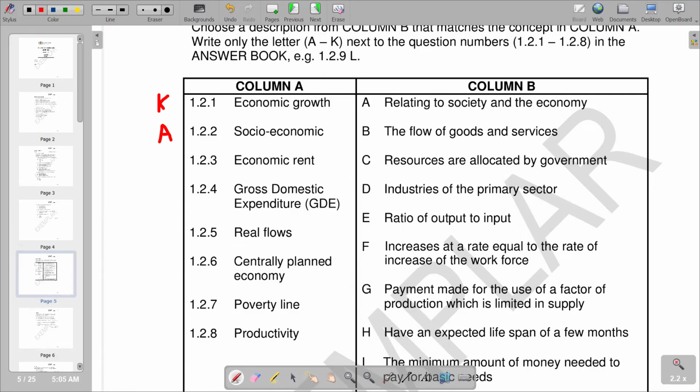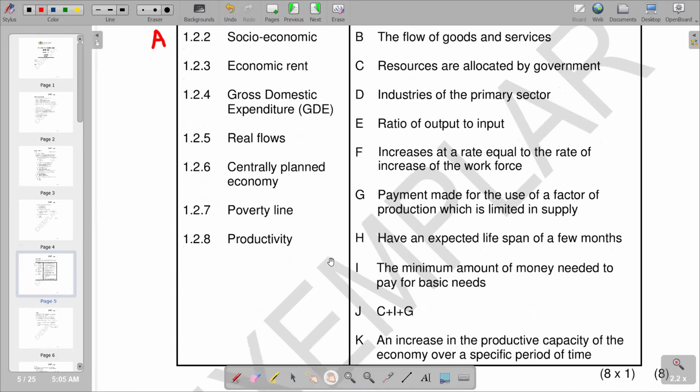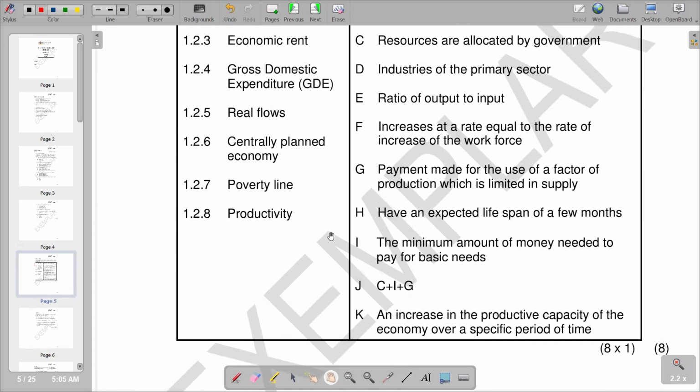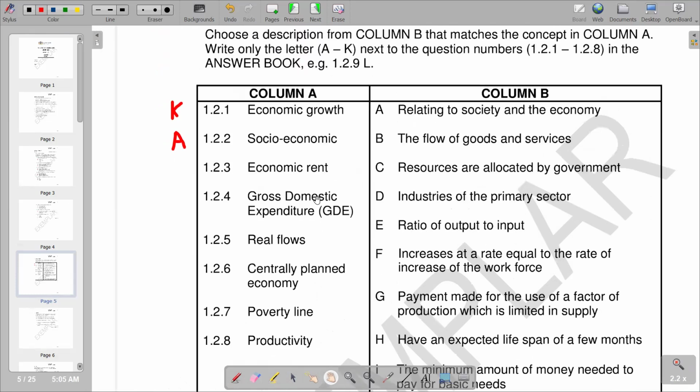Moving on to 1.2.3, economic rent. We describe economic rent as any payment made to the owner of factors of production in excess of the cost needed to bring that factor into production. In column B, G says payment made for the use of a factor of production which is limited in supply, which is the correct response. So we have put G.